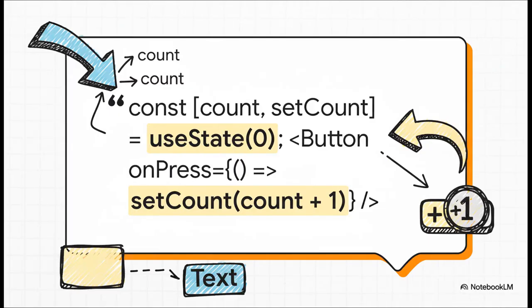And boom, here's the code that makes it all happen. Now don't worry about understanding every single line right away. Just take a quick look. You can probably spot the key players. We've got useState in there, a text component to show the number, and of course, a button. Okay, let's break down exactly how this works.